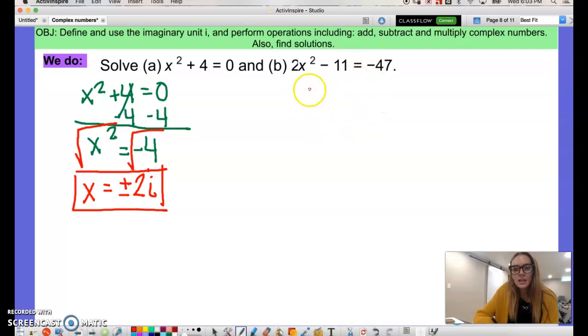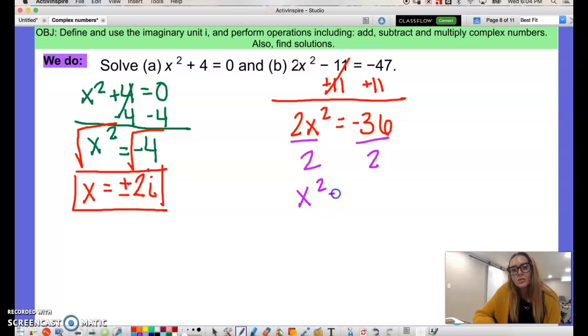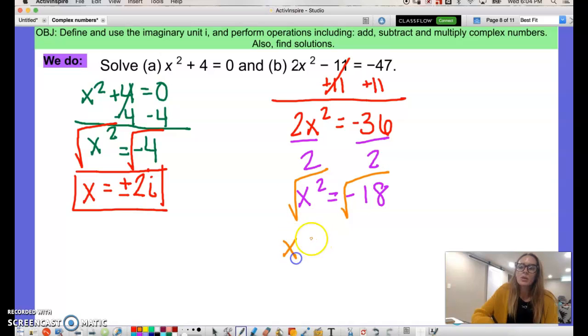Okay, the next one, we need to add 11 to both sides. So we have 2x squared equals negative 36. Divide by 2. X squared equals negative 18. And then our radical, right? So we've got a square root there, square root there. That gets us down to our x by itself.